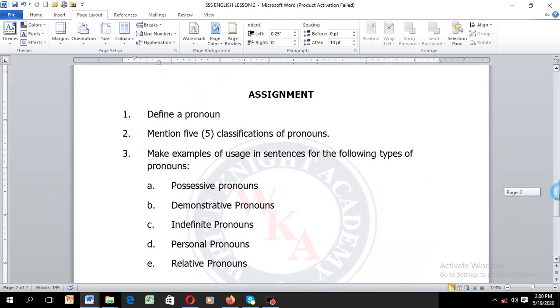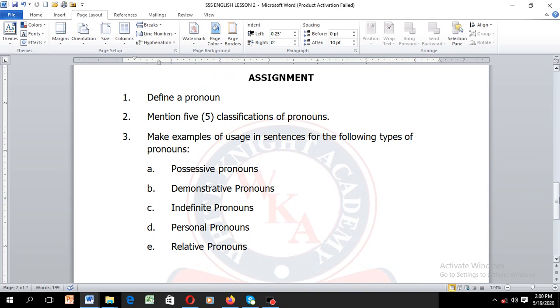Please follow the assignments online and ensure you participate. Please participate. Take the assignment. Number one, define a pronoun. Number two, mention 5 classifications of pronouns.